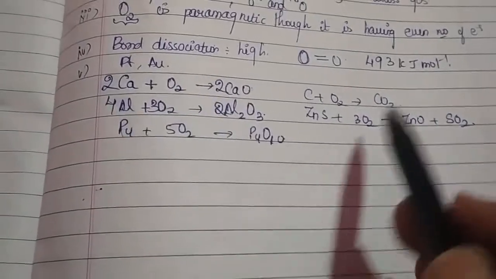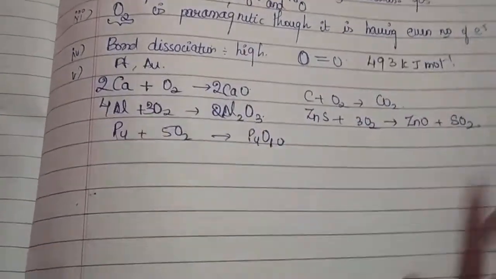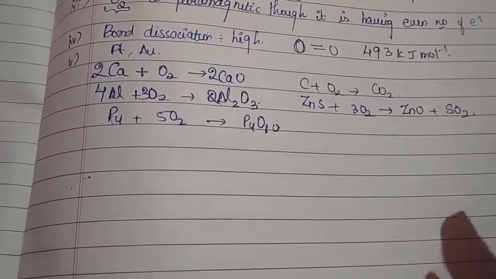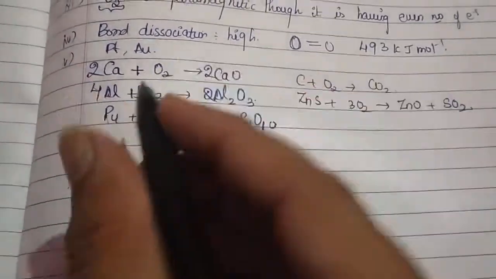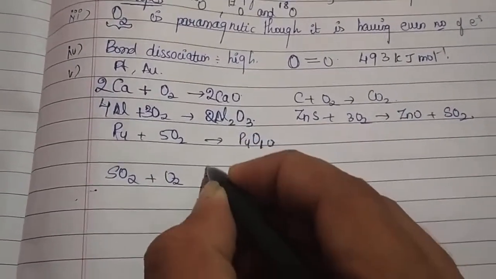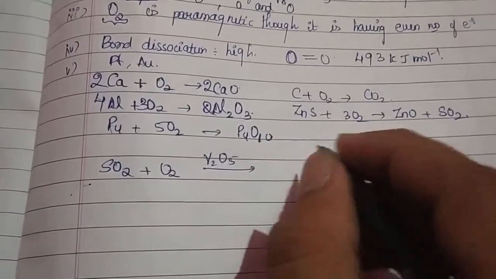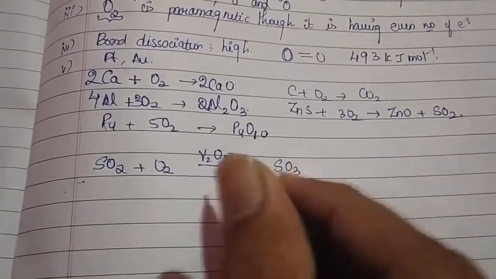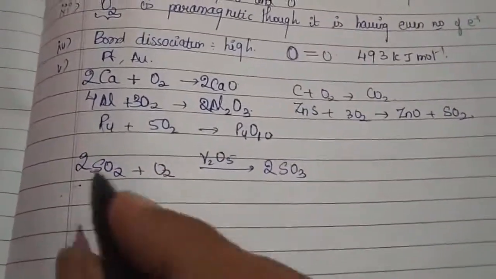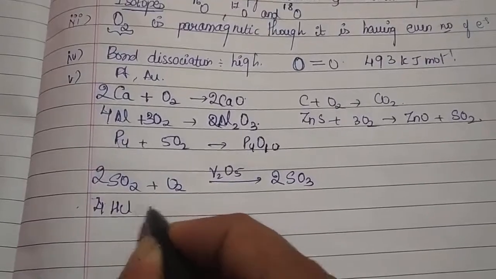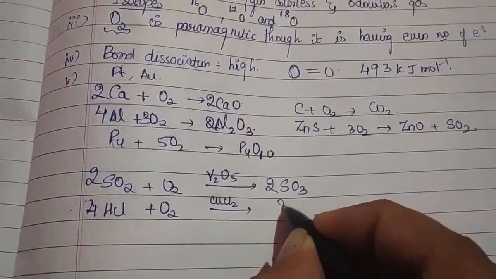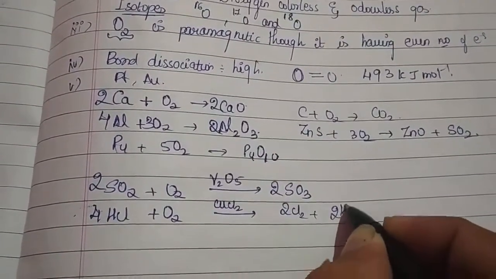In all these reactions, the metals react directly with oxygen, but there are also certain reactions in which we carry out the oxidation in the presence of a catalyst. For example, SO2 plus O2 takes place in the presence of the catalyst vanadium pentoxide to give SO3. When I balance this, I get 2SO2 plus O2 giving 2SO3. Similarly, 4HCl plus O2 takes place in the presence of CuCl2 to give 2Cl2 plus 2H2O.